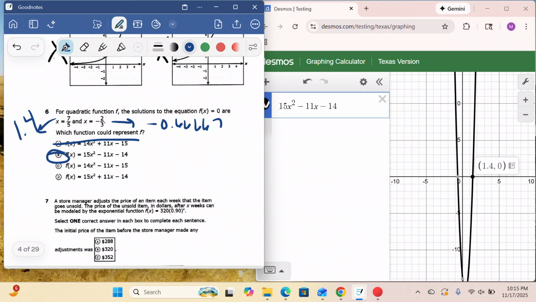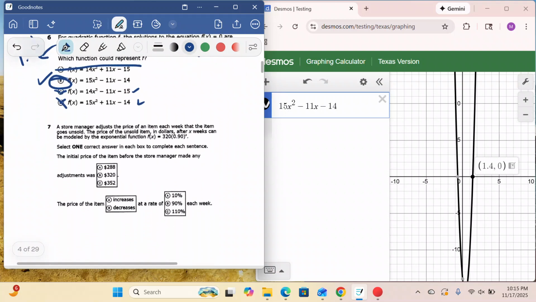In order for me to check that this is the correct answer, I can also input the other one, but that is not going to give a correct zero. And this is the correct answer choice. I would recommend to still go in and try it out. So that is number 6.